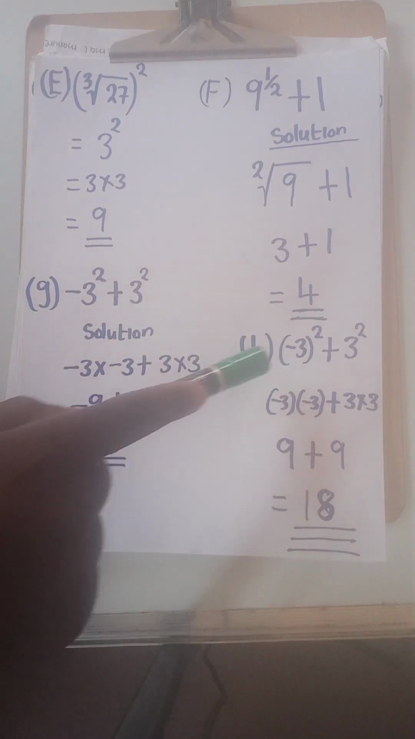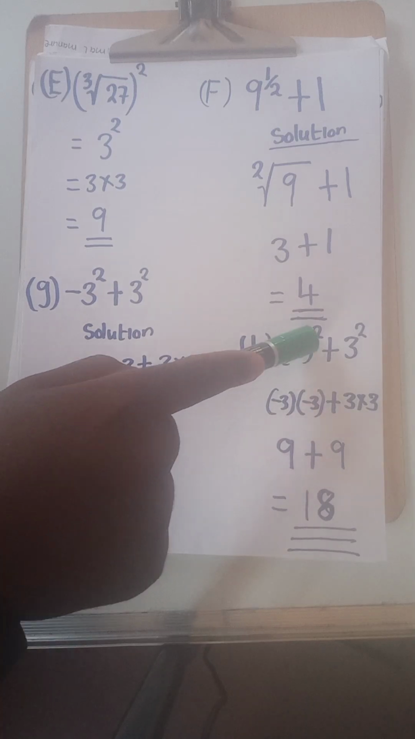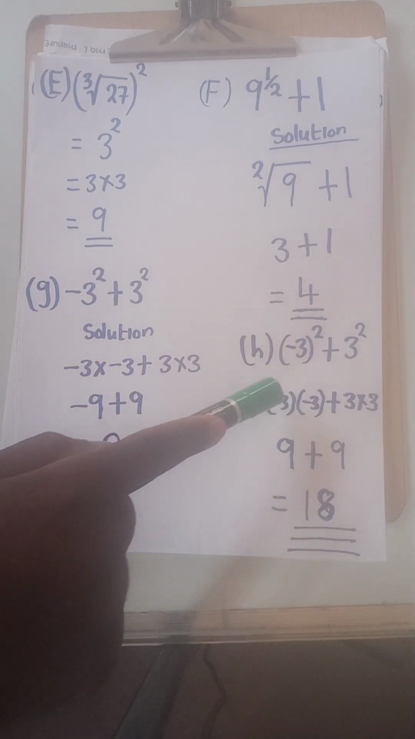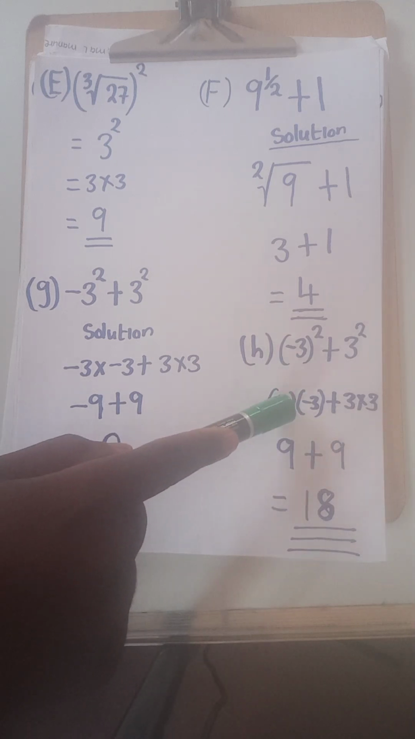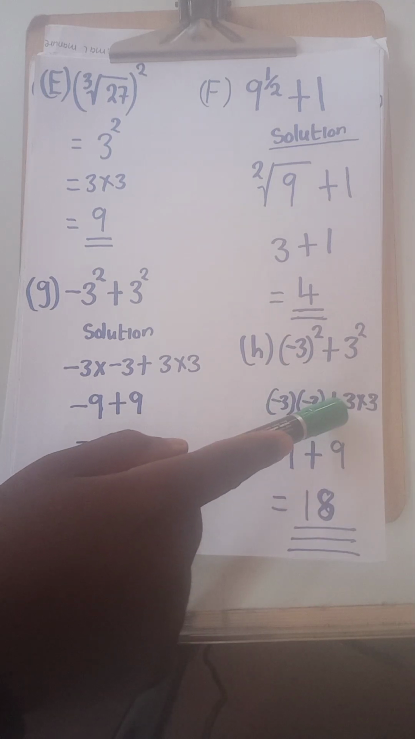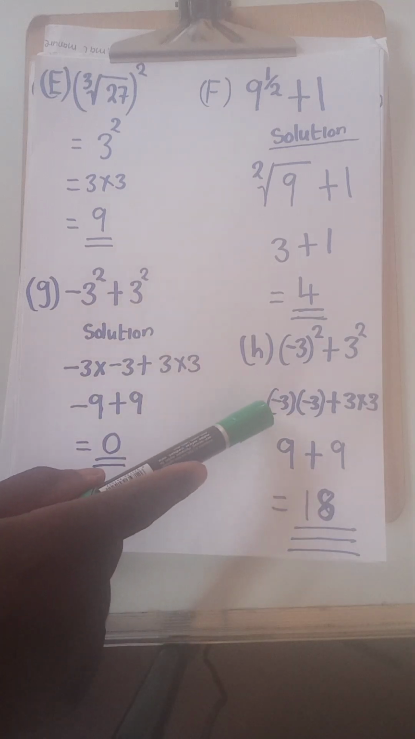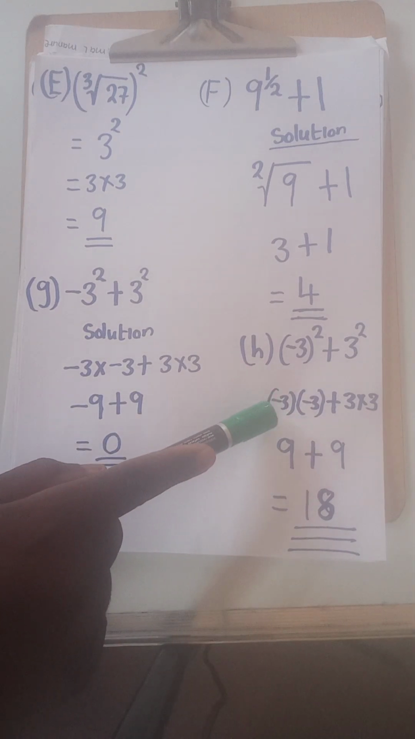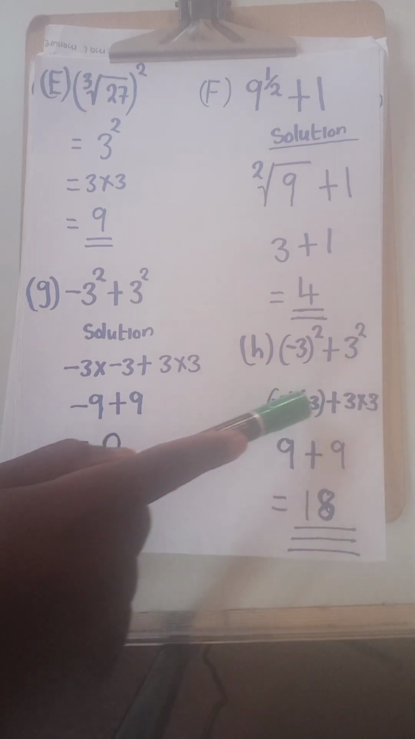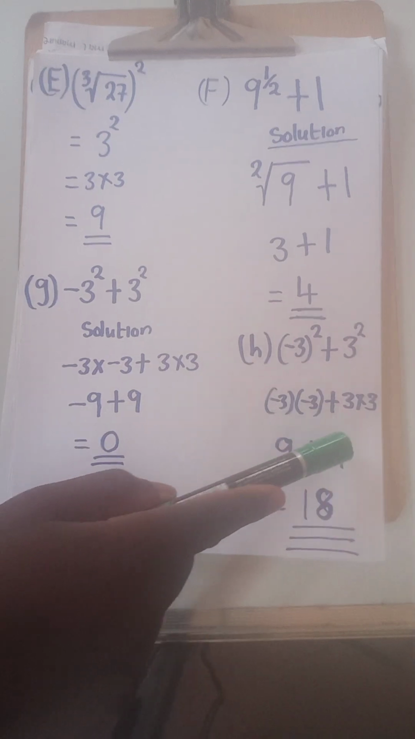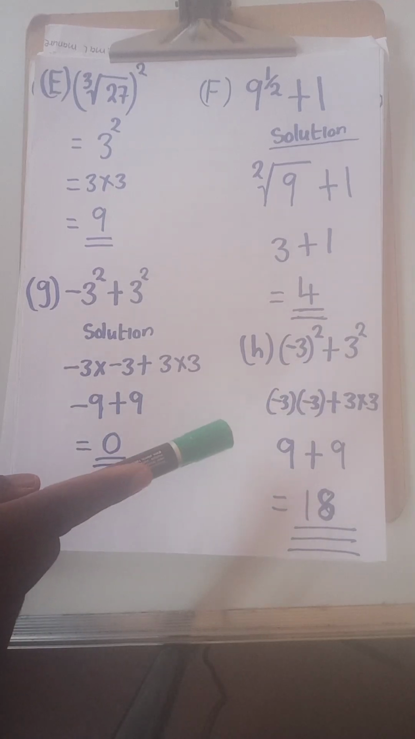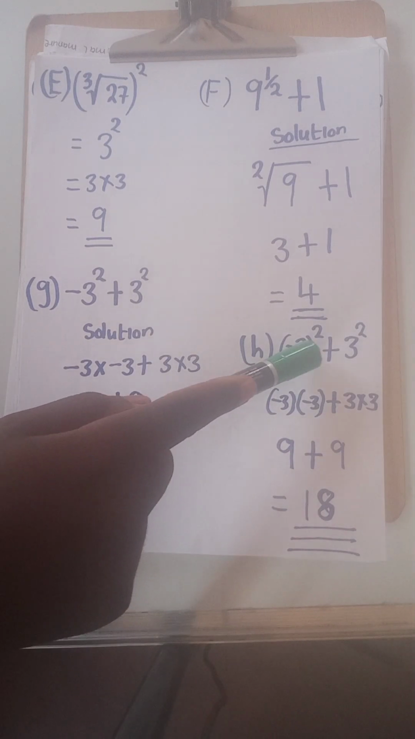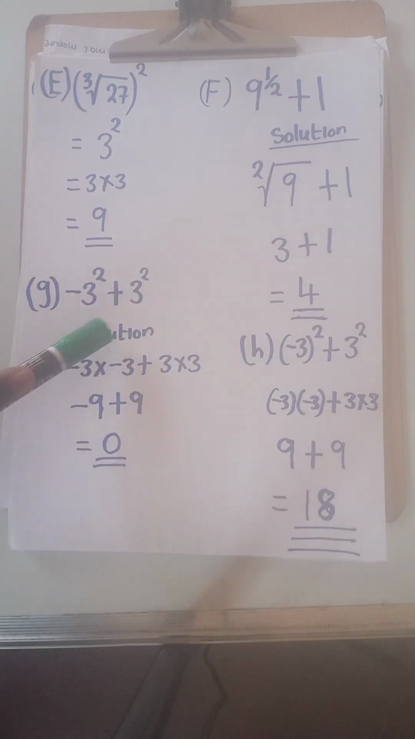Now, have you seen this one and this one? G and H. Negative 3 squared plus 3 squared. For H, negative 3 squared is open brackets negative 3, close, times open brackets negative 3, close. Negative 3 times negative 3 is positive 9. Why? Because it's inside the brackets. Plus 3 times 3, 9. So what's 9 plus 9? 18. So you should be careful with these two questions.